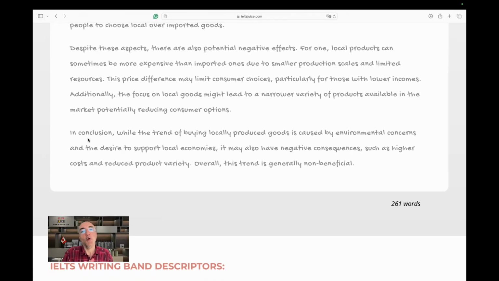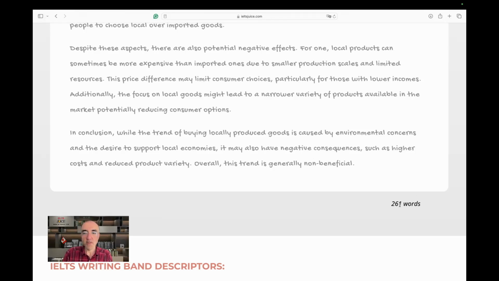In conclusion, while the trend of buying locally produced goods is caused by environmental concerns and the desire to support local economies, which are not the positive effects, these are the reasons why it is happening, it may also have negative consequences, such as higher costs and reduced product variety. Overall, this trend is generally non-beneficial. Okay, non-beneficial is a very strong term. I wouldn't have used it.